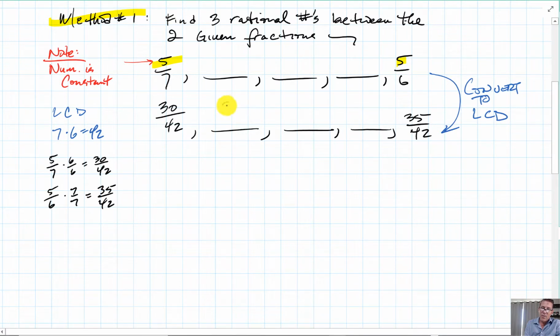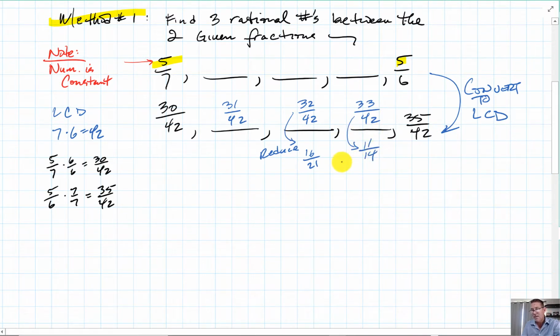Okay, so maybe 31 out of 42, and maybe 32 out of 42, which can be reduced because they're both even there, and maybe 33 out of 42. This is one possible set of numbers that you could choose that lie between these two given fractions. Okay, and then if you reduce this, like you guys were trained to do, divide them both by 2, you get 16 out of 21. The other two, they can reduce too. So this one you can divide by 3. So you get 11 14ths. Okay, so you reduce. 31's prime, so you can't reduce.